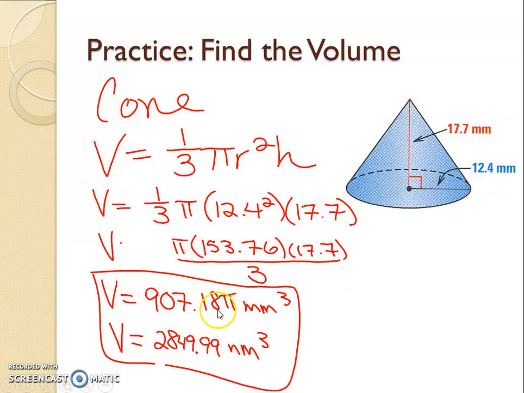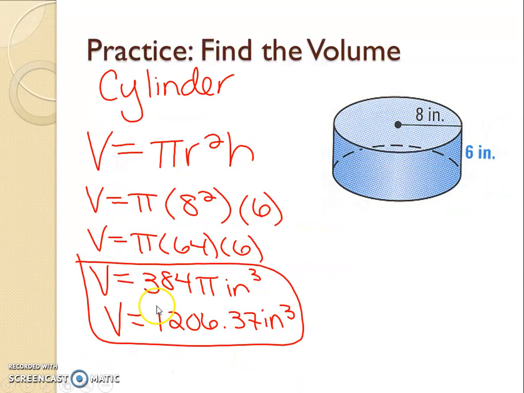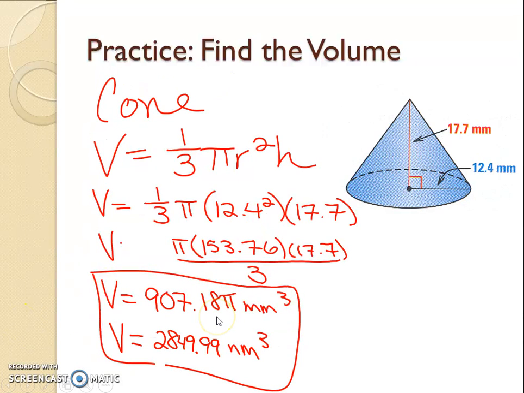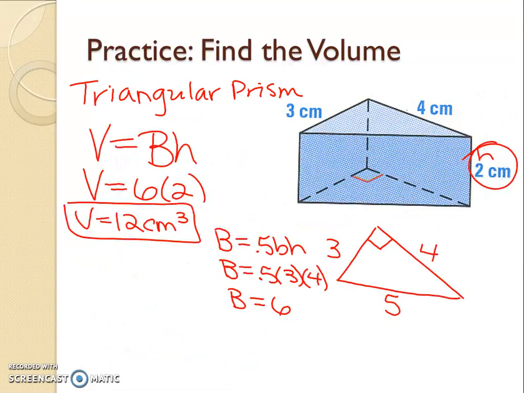Write both. This one is in terms of pi, where they don't want you to use the pi button. This is when you use the pi button. I did that for this one too. In terms of pi means you just multiply all the numbers but leave pi at the end. Or if you solve everything, you hit the pi button and it solves all the way through. Same thing here. So write both answers.